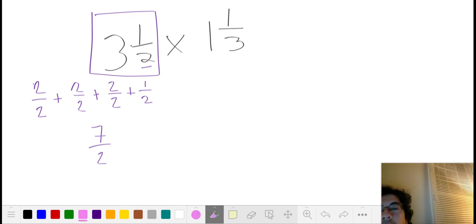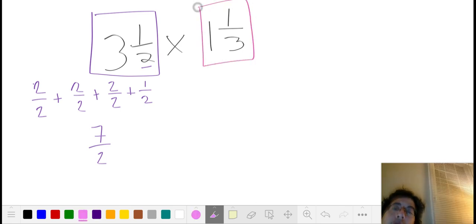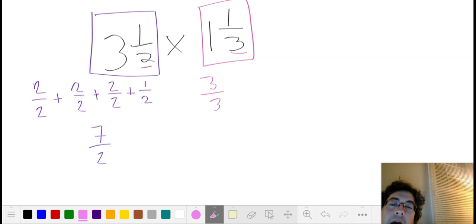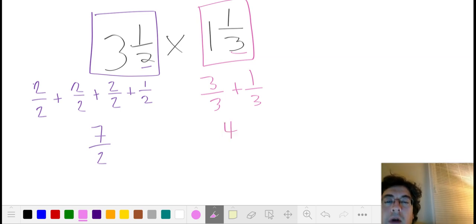So I'm going to use a similar process to change or convert 1 1/3 into an improper fraction. So I notice I have 1 whole in my 1 1/3. And my denominator that goes along with that mixed number is a 3. So I'm going to write my whole as 3 over 3. And then I'm going to add my 1/3 to go along with it. And so 3/3 plus 1/3 gives me 4/3.